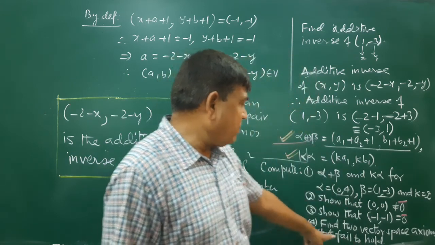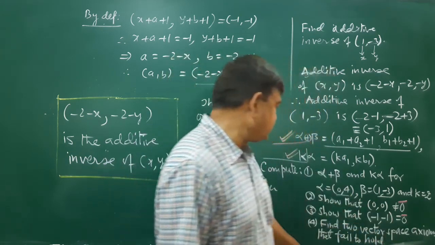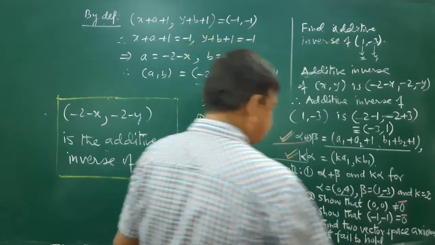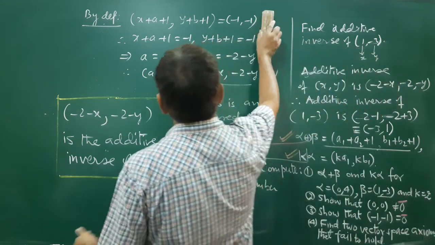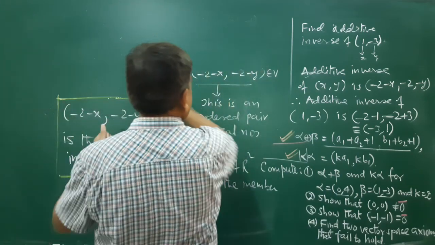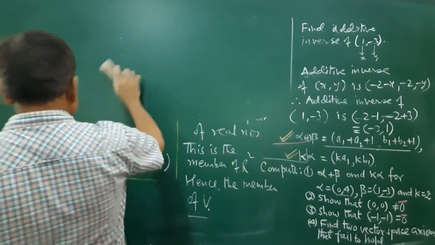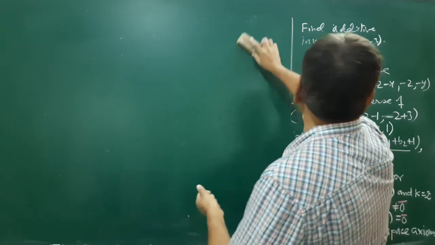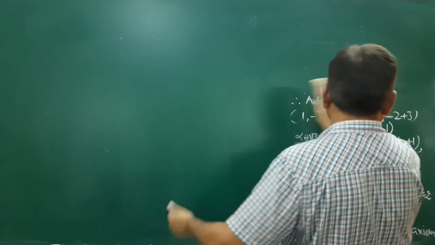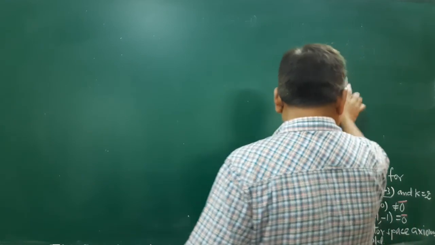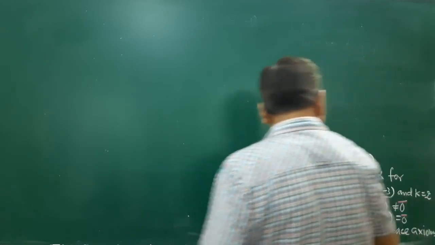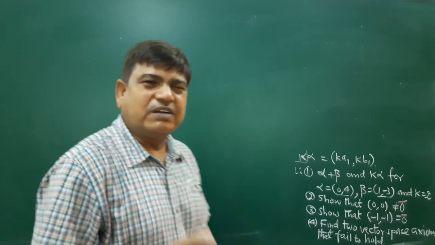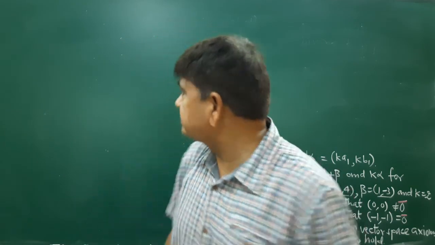The last part: find two vector space axioms that fail to hold. We come to this point. Find two vector space axioms that fail to hold. Now we come to scalar multiplication.